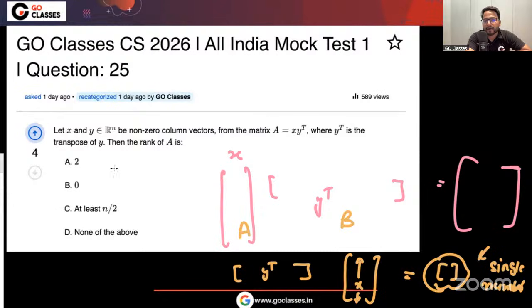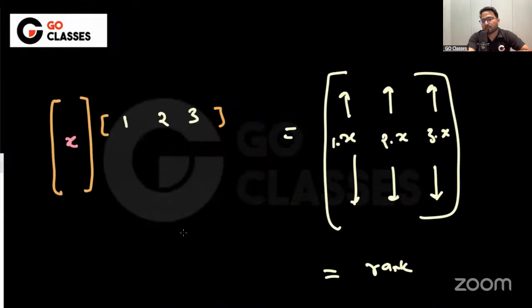It won't be any fixed quantity. I cannot say at least n by 2 or something. So what will the rank be? There is only one linearly independent row, or one linearly independent column. So the rank will be 1. If you do this kind of multiplication, you will get rank 1.